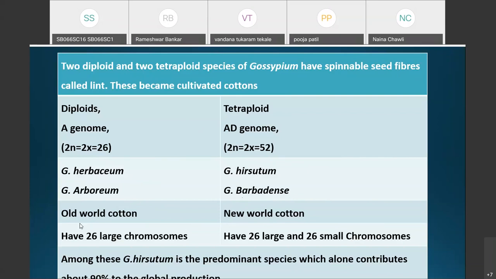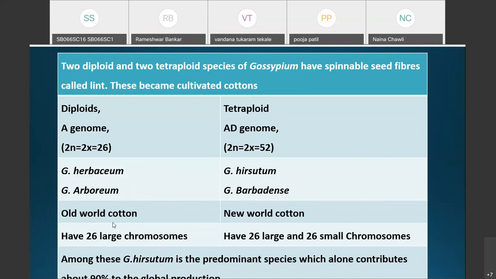That means the diploid species are referred to as the old world cotton, and are also referred to as the desi cotton, while the new world cotton is also referred to as the American cotton. The tetraploid species are the new world cotton, and these are also referred to as the American cotton.